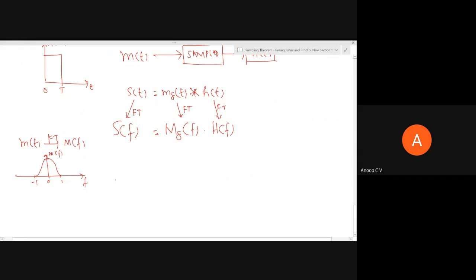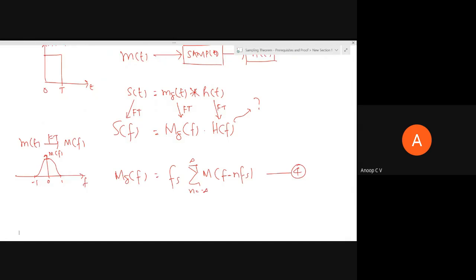Then we know M delta of f will be fs times the summation n from minus infinity to infinity of M of f minus n fs. So this will be our M delta of f. I'll call it equation number 4. But now the question is, what is this H of f? If you know H of f, then you can straight away find the spectrum of s of t, or S of f.